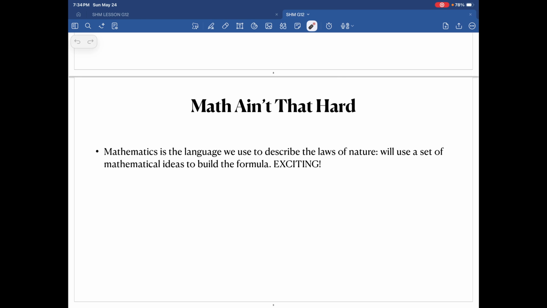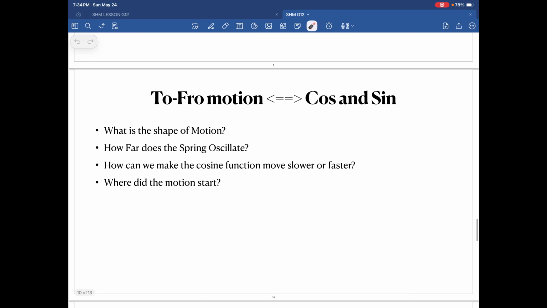But Mr. Mahdi, how are we supposed to understand the mathematics, or how to describe this that you're telling me about? What do you mean to and fro motion? How can I get information from this? Today I'm going to explain in a very intuitive way how we are going to set the solution of this mechanical system. We are going to relate the to and fro motion to cosine and sine.